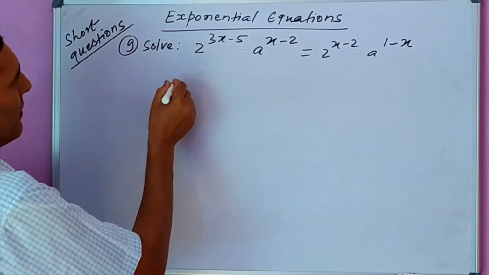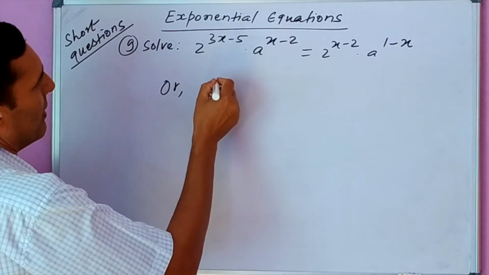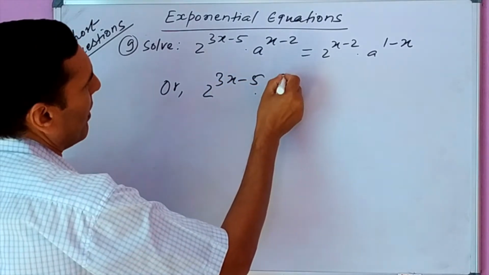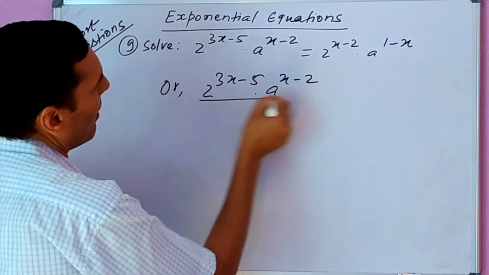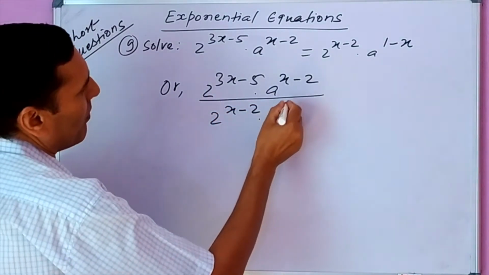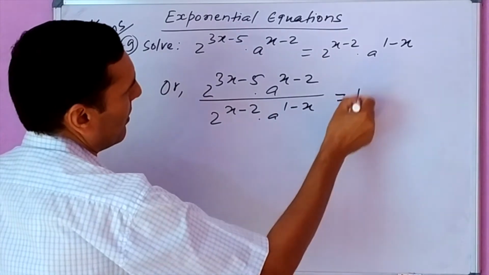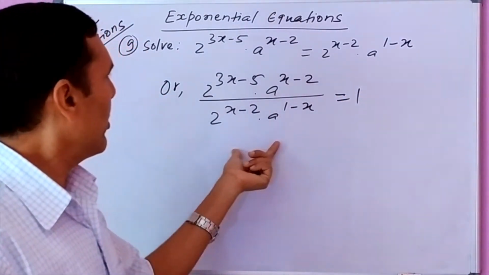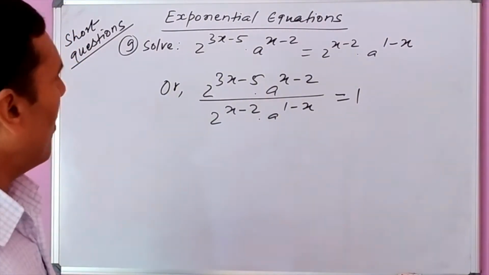So therefore, I am writing this as 2 to the power 3x minus 5 into a to the power x minus 2 upon 2 to the power x minus 2 into a to the power 1 minus x is equal to 1. Now we collect the powers of 2 as well as a in the numerator.